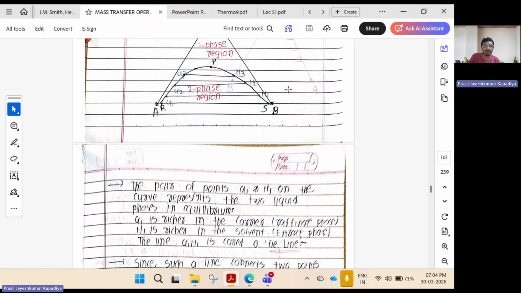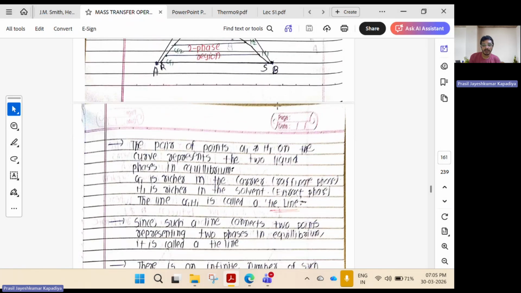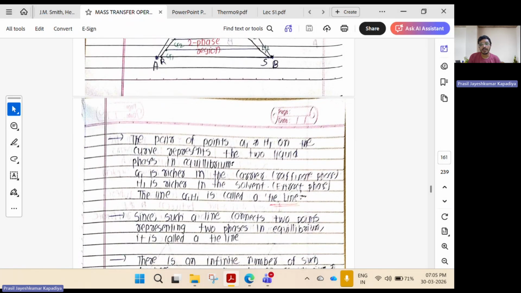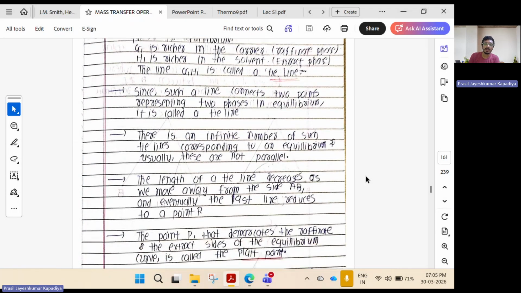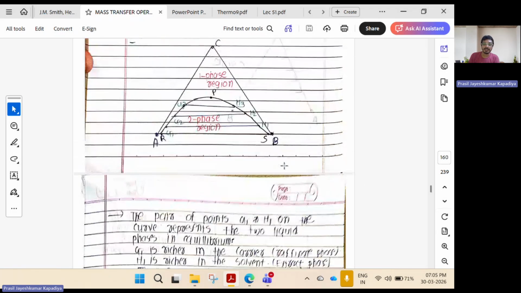G1 and H1 represent the two liquid phases in equilibrium. G1 is richer in carrier, the raffinate, and H1 is richer in solvent. When we connect these two, that is called a tie line. And there can be an infinite number of such tie lines present here.